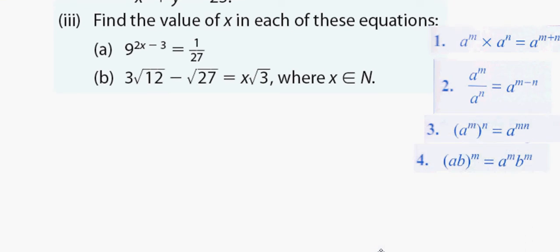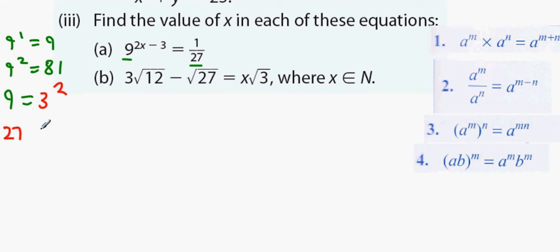Now, what you need to do with these questions is always look at the two numbers. Now, 27. Okay, so 9 to the power 1 is 9. 9 squared is 81. So basically 27 can't be converted into 9, so we have to go smaller than that. So what we know about the two of these is that we know that 9 is 3 squared and 27 is 3 cubed. Okay, so that's the first thing we can do in here.